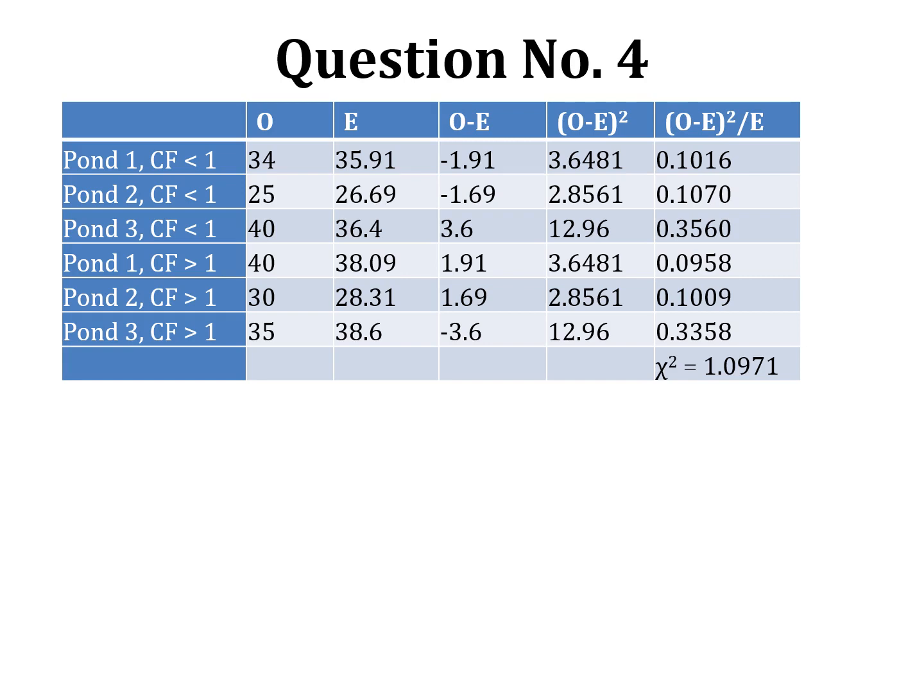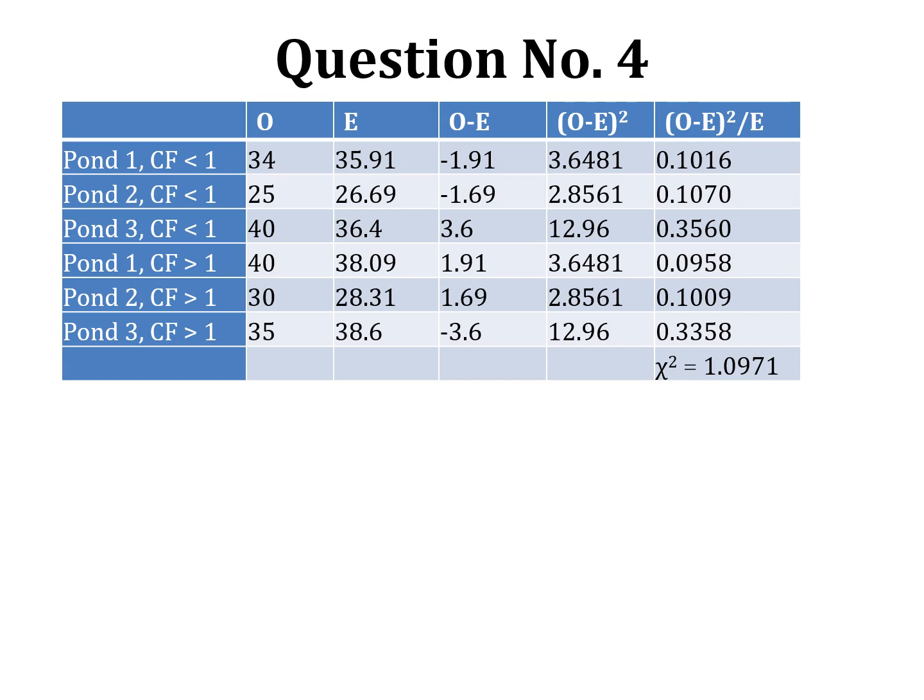Now in the next column, we take the square of these differences between the observed and expected frequencies, and our answers are 3.6481, 2.8561, 12.96, 3.6481, 2.8561, and 12.96 for different classes. In the last column, we divide the square of difference between observed and expected frequencies by the expected frequency of the respective cell.